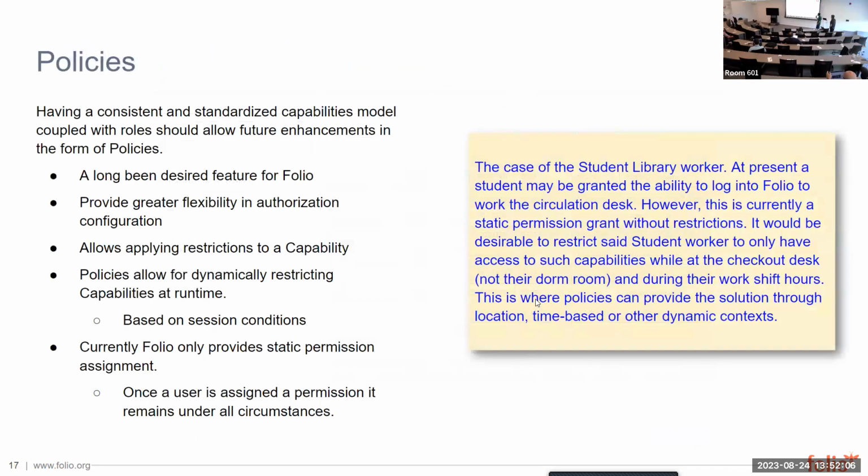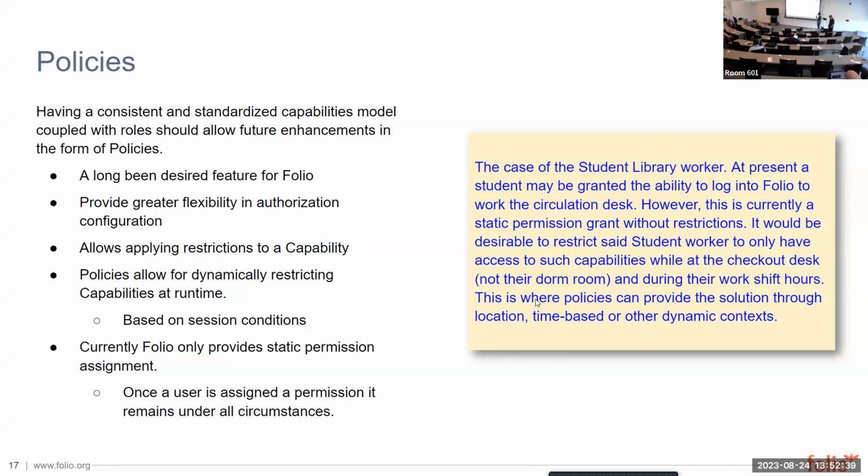All right, so that's it for roles. Moving on to policies. Having a consistent and standardized capabilities model coupled with roles should allow future enhancements in the form of policies. We already touched on some of this, but I think this level of control, or greater control in general, has been something that the FOLIO community has been asking for. It doesn't address all of the needs or requirements, but it's a step in giving us greater flexibility for authorization.